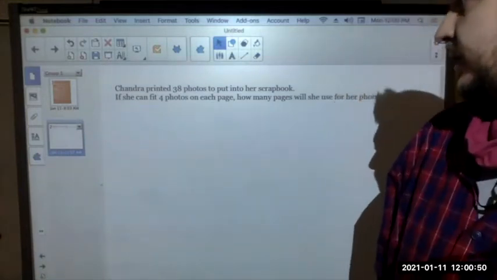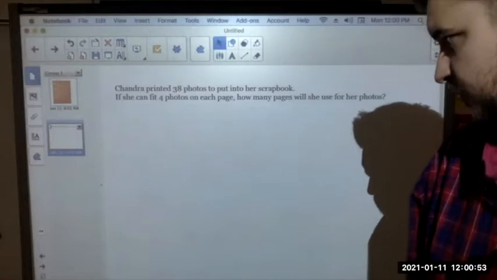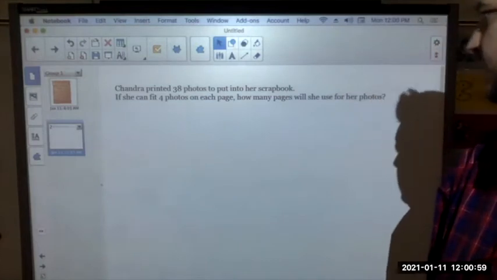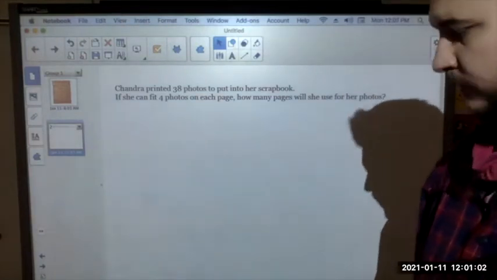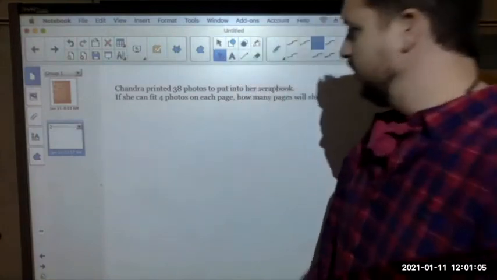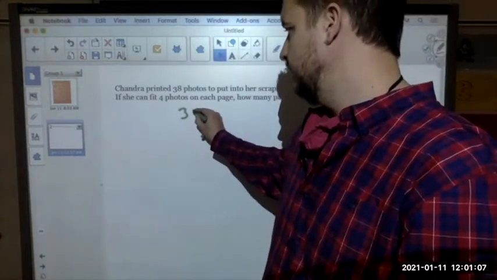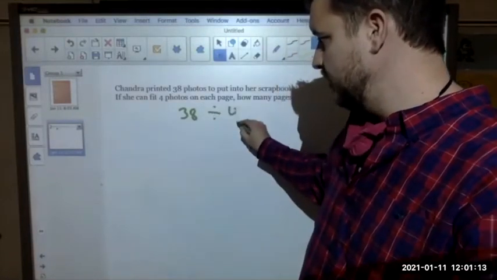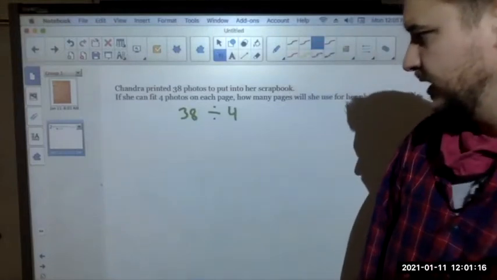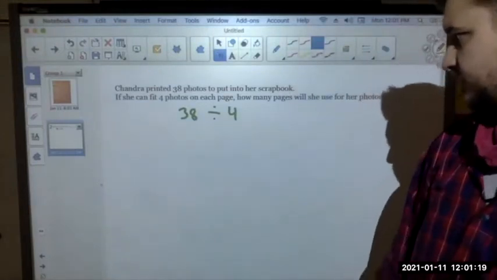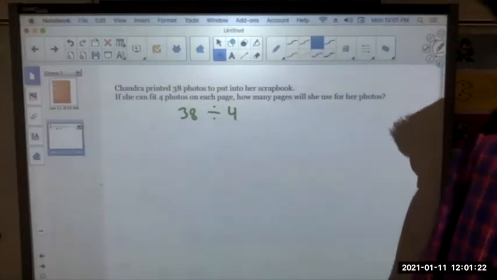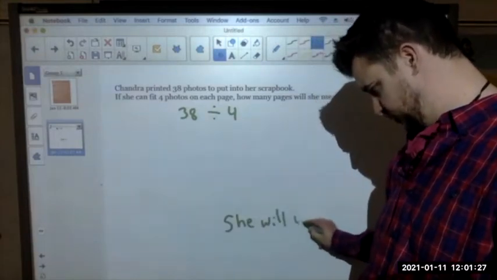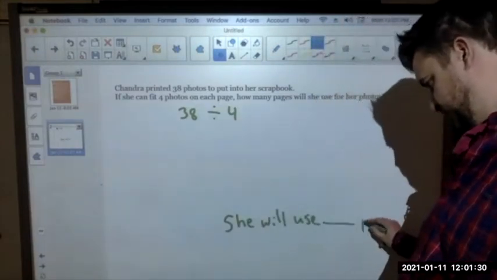Let's look at this, our application problem, our number talk for today. Sandra printed 38 photos to put into her scrapbook. If she can fit 4 photos on each page, how many pages will she use for her photos? Okay. So going off of what we learned yesterday, she has 38 photos, period. And she can put 4 photos on each page. This is 38 divided by 4. How many pages will she use? She will use blank pages.